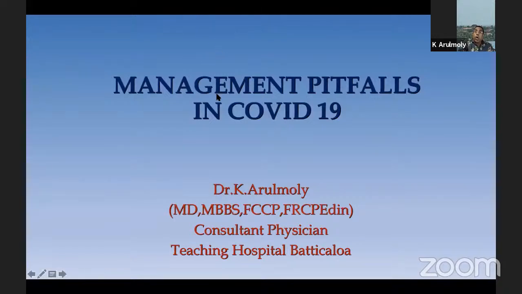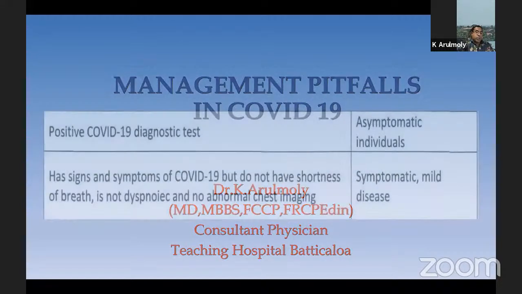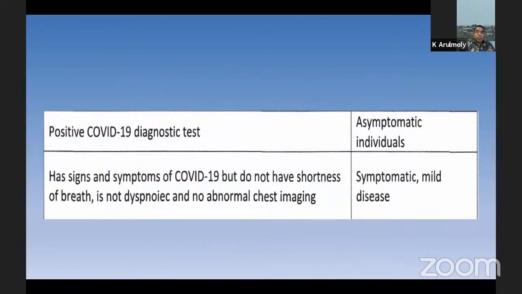I would talk on management pitfalls. I will not go into the details of management; I'll rush through. So as you all know, management of COVID is not a cakewalk. We have struggled since 2019. However, we see some improvement in the clinical management compared to the dark era of the past.